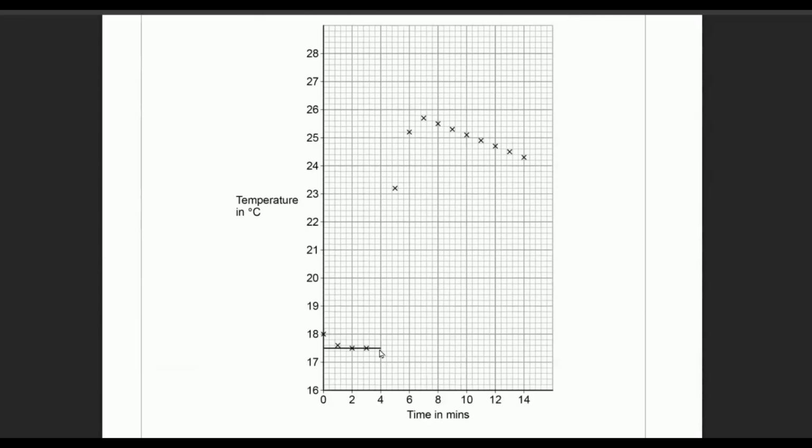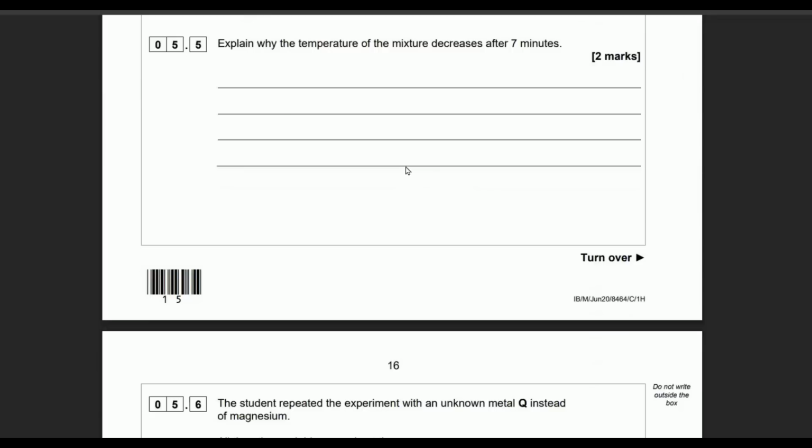So at first the temperature of the mixture goes up, then after 7 minutes it starts decreasing. Why is that? Well, the reaction's over, so it's not releasing any more heat. And secondly, what happens to the heat that's in there? It goes out to the environment around. So what we want to say is the reaction is finished. The reaction is complete. It is exothermic, and so after it finishes, it is no longer releasing heat.